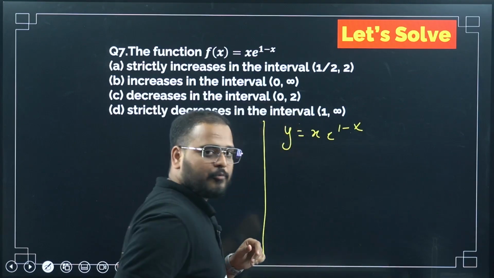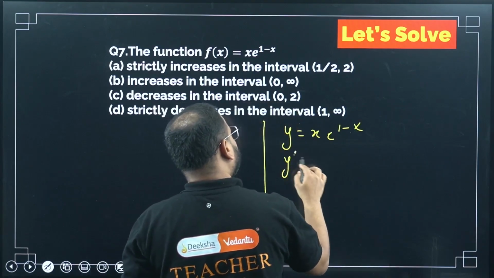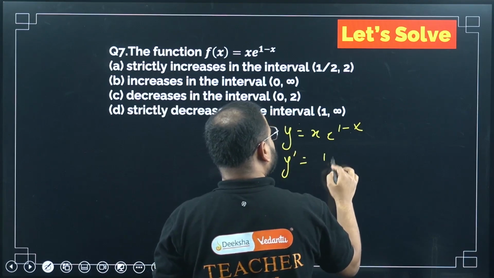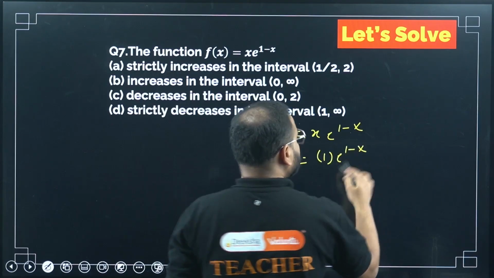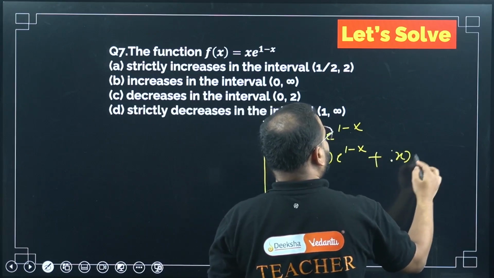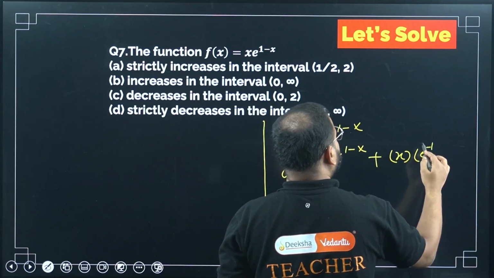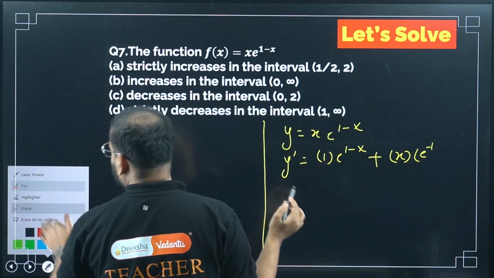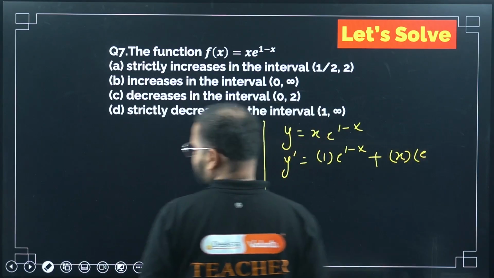What are we going to use here? Product rule. x I'll keep it, okay, let's say 1. I'll keep the exponential function as it is. I'll take a plus sign. I'll keep x as it is. This will become what? e power minus x, 1 by x will remain as it is. The exponential function will be as it is only after differentiation.